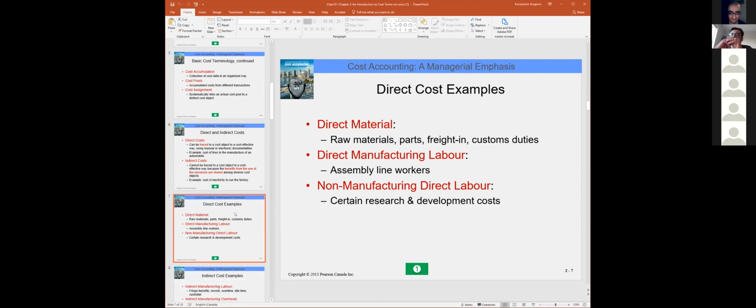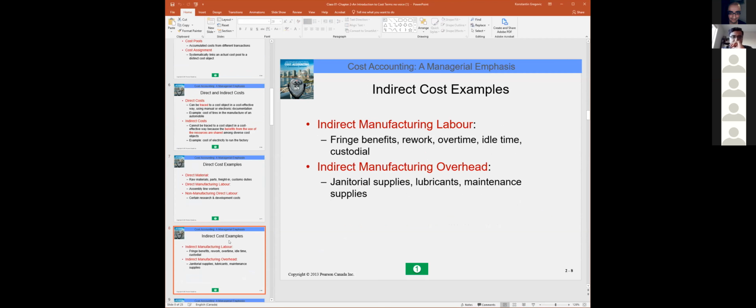So here are some examples, and we just spoke about it, direct material. So you've got raw materials, freight in, custom duties, direct manufacturing labor, but you also have non-direct manufacturing labor. So there are some examples you can go through.